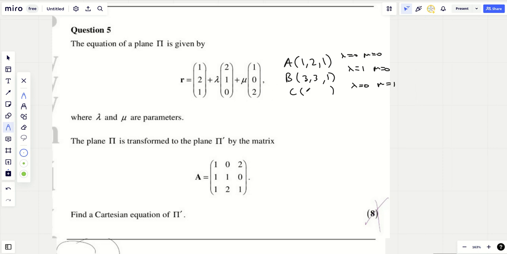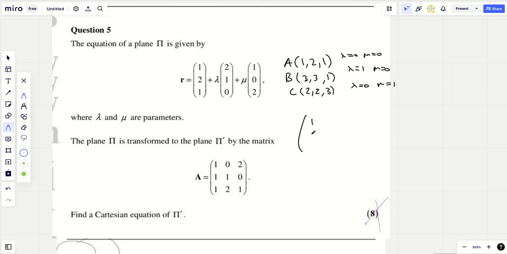Then we're going to get 1, what's that, 1 plus 0 plus 1 is 2. And then we're going to have 2 plus 0 plus 0, so that's 2. And then you're going to have 1 plus 0 plus 2, which is 3. Okay, we've got 3 points, and now I'm just going to transform them using this matrix.